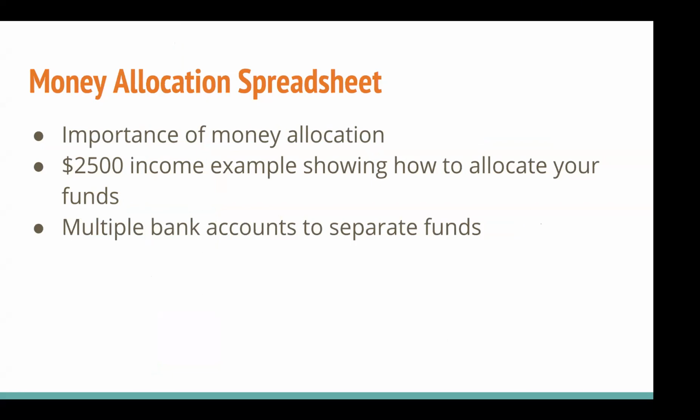So I have an example that I can show you all. We'll just step through it. The example will be a $2,500 income, just showing you how to allocate your funds, and showing the multiple bank accounts to separate your funds.